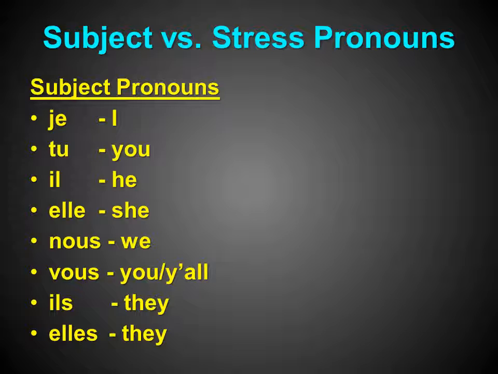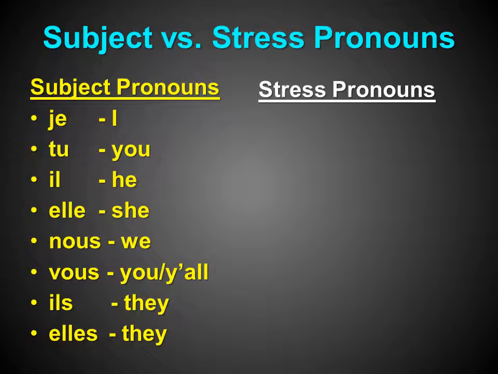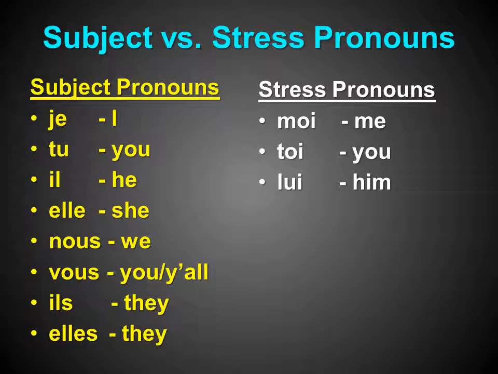Here's the difference between the subject versus the stress pronouns. Our subject pronouns are who we're talking about. So like when you start a sentence, je is I, tu is you, so on and so forth. We know what those are. Stress pronouns look like this. Moi is me. Toi is you. We've seen those before. Lui is him. Elle is her. It is the same word, but in this instance it's a stress pronoun.